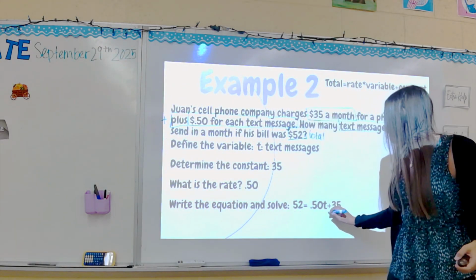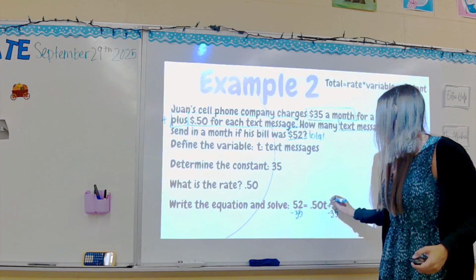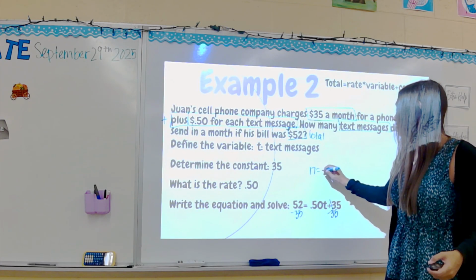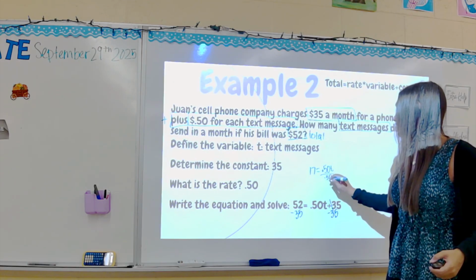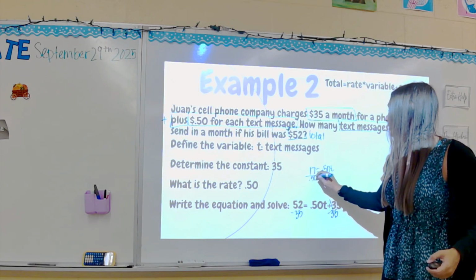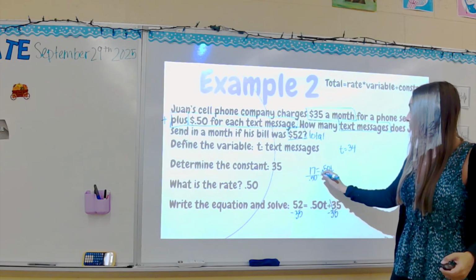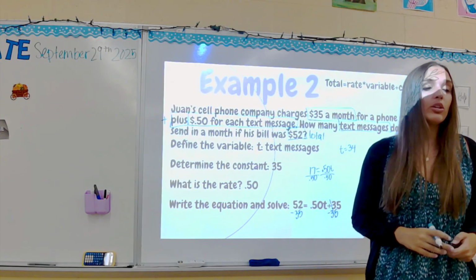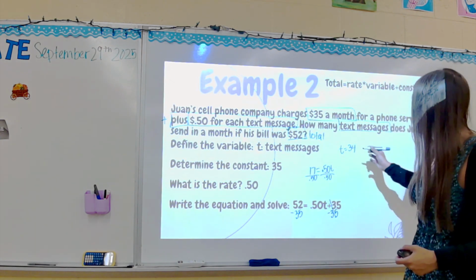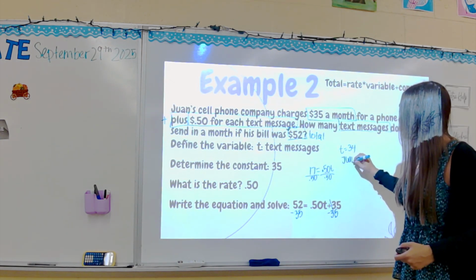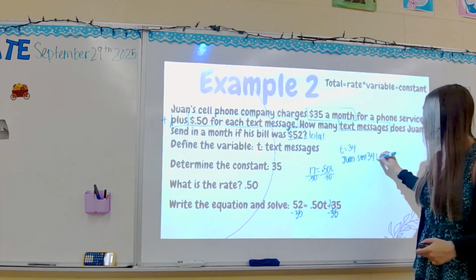So I'm going to subtract 35 over. And I get 17 equals 0.50 T. I divide by 0.50, or 50 cents, and I get T equals 34. And then we're going weird, we're going up and up. I know you can handle it. So T equals 34. So now I have to put this into my sentence. So I'm going to say I sent 34 text messages.